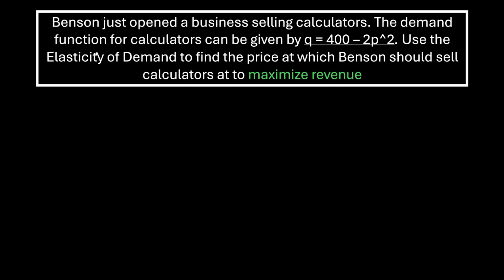So here is our problem. Benson just opened a business selling calculators. The demand function for calculators can be given by Q equals 400 minus 2p squared. Use the elasticity of demand to find the price at which Benson should sell calculators to maximize revenue.